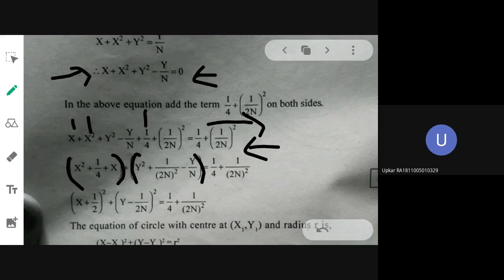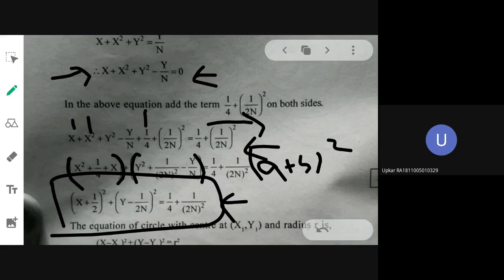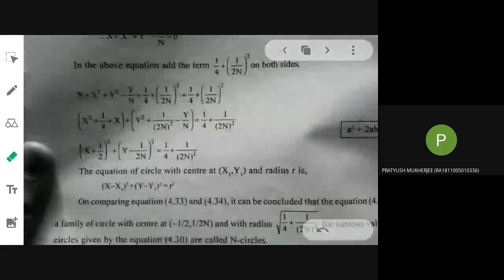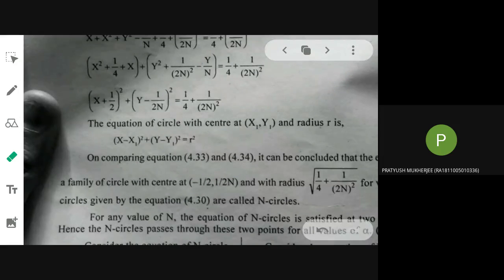Now if you again use the a plus b whole squared formula, what equation will you get as the final equation? Equation for a circle, yes, of the form x minus x1 whole square plus y minus y1 the whole square equal to r squared format. So again you can prove that n equal to tan alpha is also in the shape of a circle. And what is the center and what is the radius of that circle?